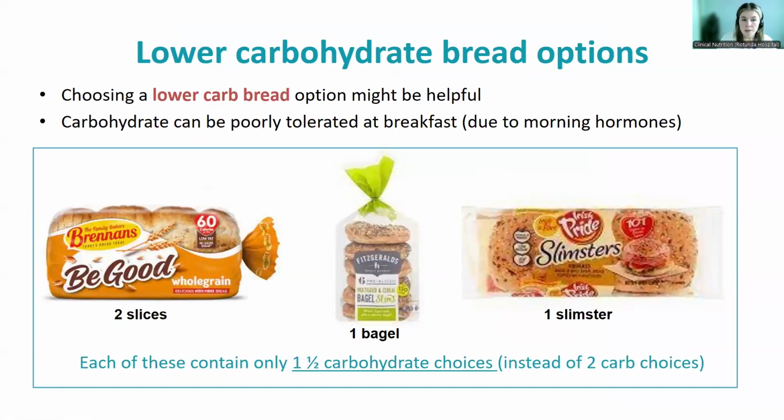For some women, they might need a lower carbohydrate bread option for breakfast time. Breakfast can be a tricky time of day to manage the blood glucose levels, and carbohydrates may be poorly tolerated at breakfast time due to the pregnancy hormones and the morning hormones in your body. So if you find that your blood glucose levels are going high after breakfast, what might be helpful is to trial one of these lower carbohydrate bread options instead. It could be 2 slices of the whole grain Brennan's Be Good bread, one of the Fitzgerald's multi-seed bagel slims, or one of the Irish Fried slimsters, along with some protein and some vegetables.